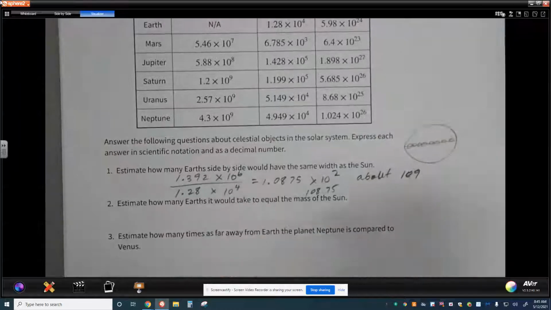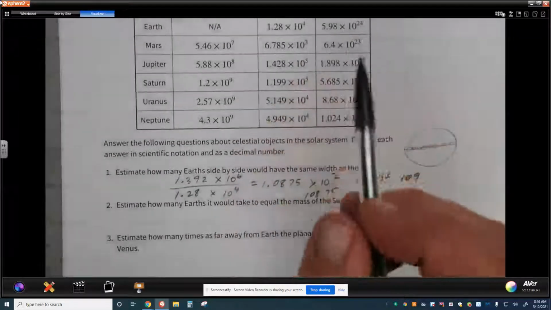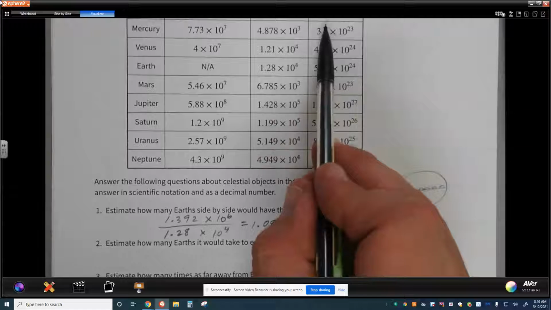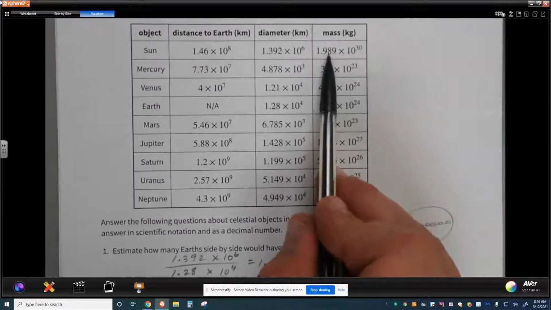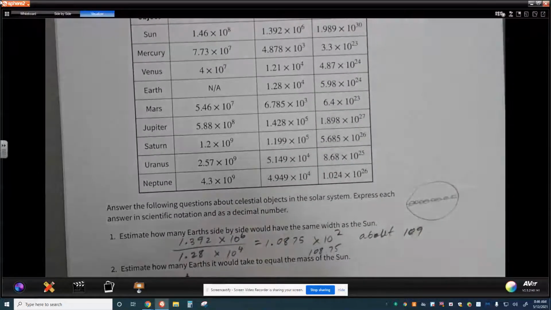How many Earths would it take to equal the mass of the moon? We do the exact same thing we just did a minute ago. We take the mass of the moon, or the mass of the sun, and divide by the mass of the Earth.